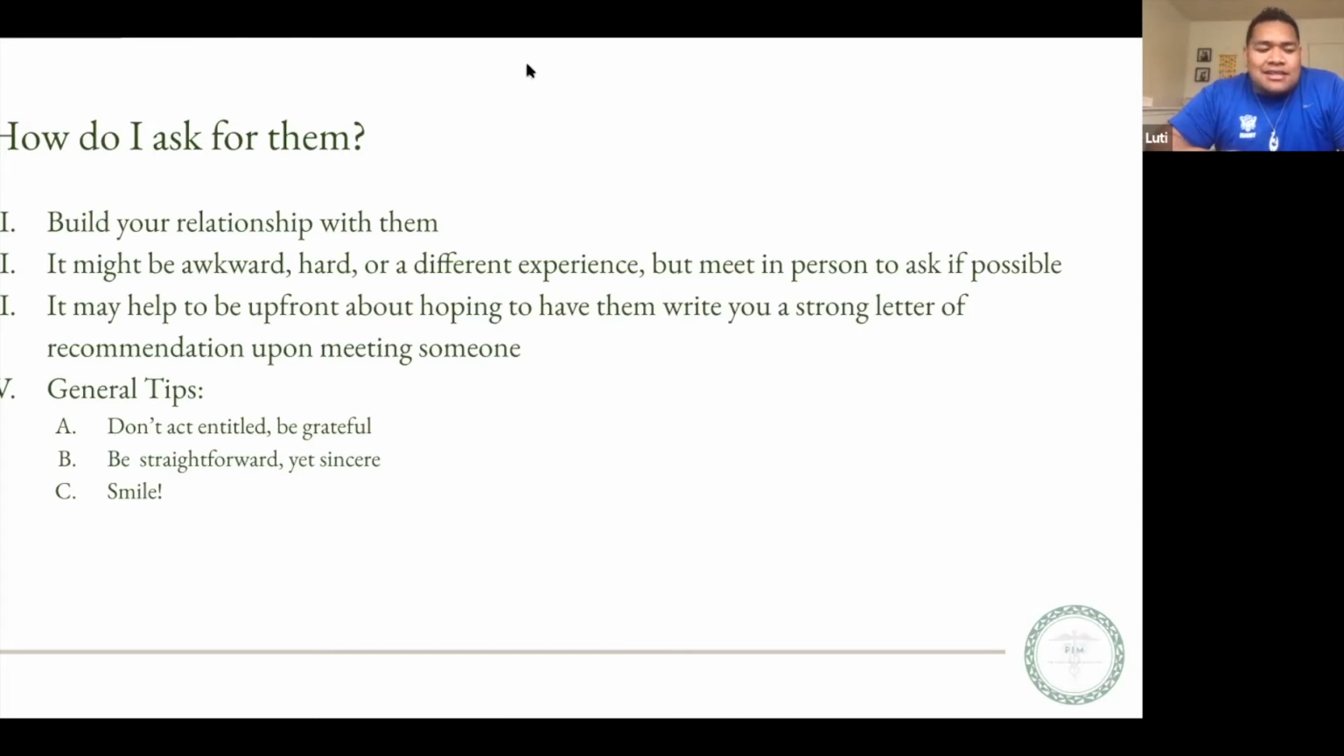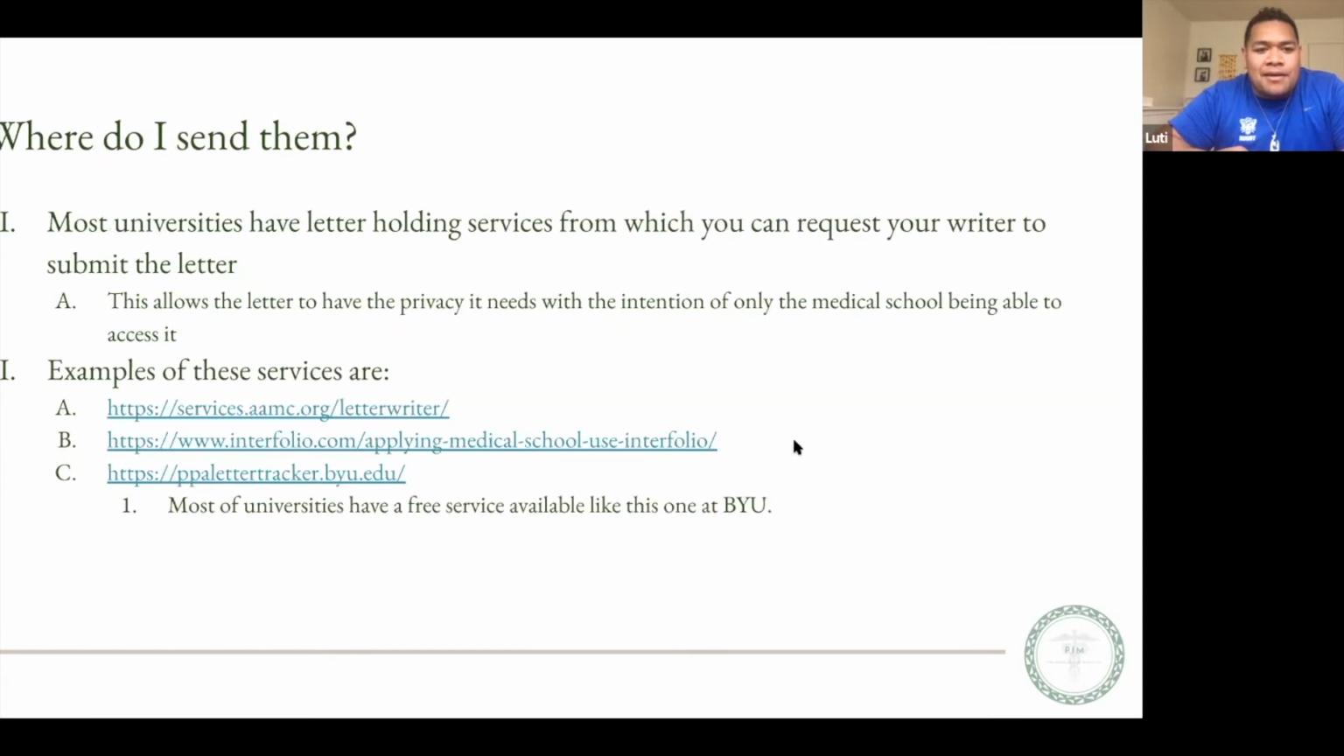I think Kenny has some tips later, but some general tips for now: don't act entitled. You're going to them for their help, and I don't think we'll have that many problems with you guys in this group. But I've seen some people who, when they ask for letters of recommendation, act entitled, like they deserve it because of all the work they did. Just be grateful, be straightforward that you do want a letter, but be sincere and pleasant when you talk to them, and smile more than anything. It's a lot easier to ask for a letter, and a lot easier to get one, when you're somebody that is pleasant to talk to.